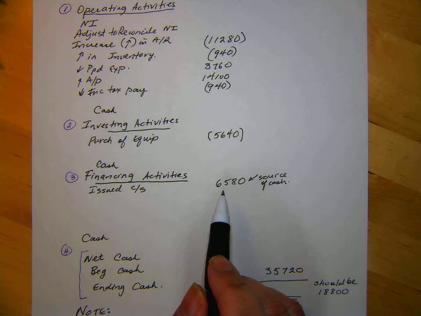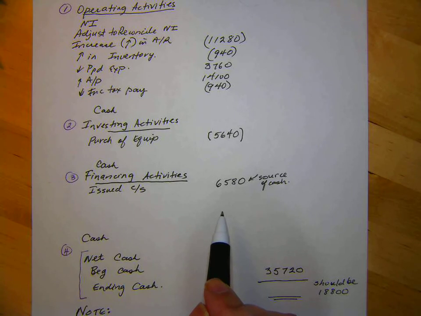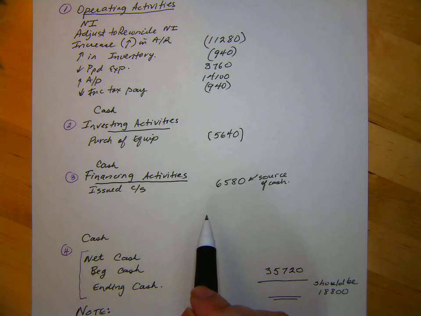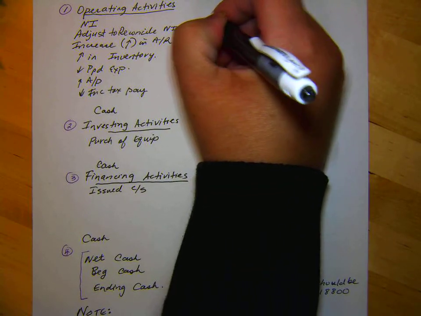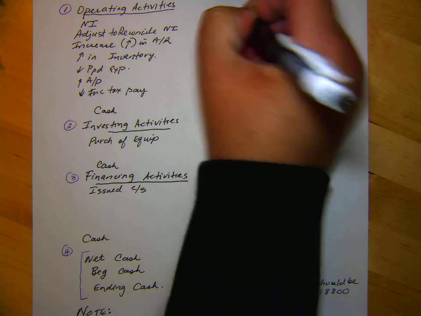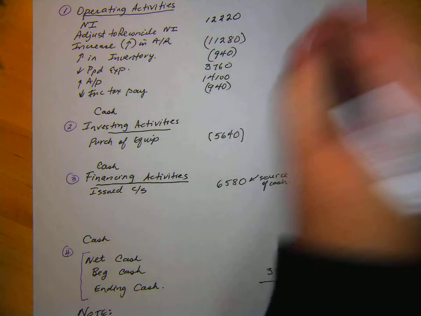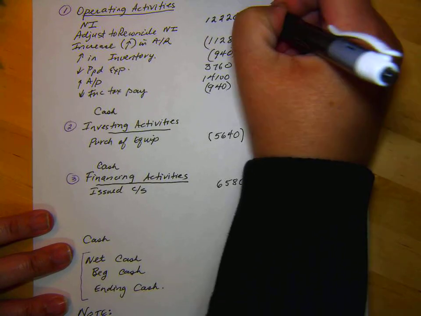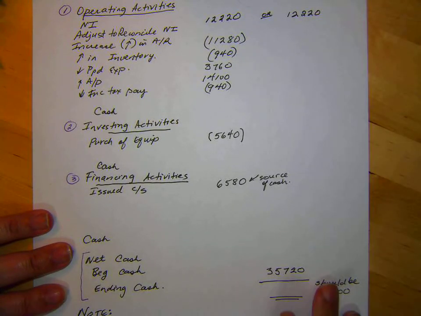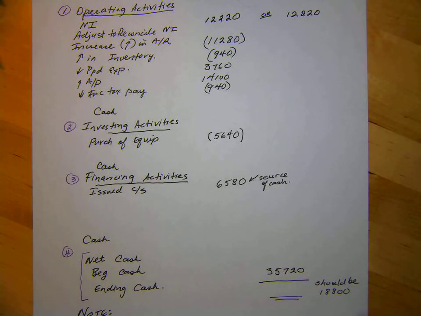Okay, retained earnings. What did we do with retained earnings? Well, it's in two pieces. The net income, which was on the income statement, goes right at the top. That's 12,220. So we'll leave that there. Some people like to put it out here. It doesn't matter what you do. Okay, so that was that.